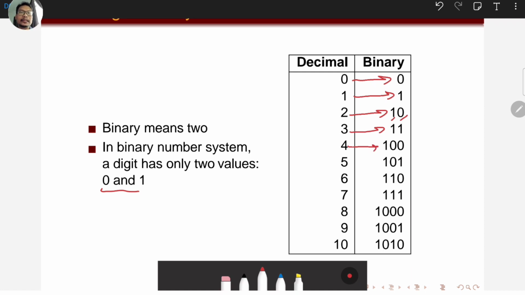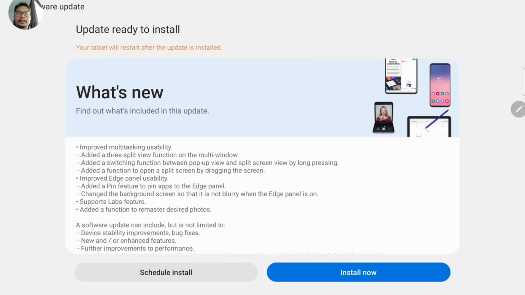So counting in binary, we start with 0, 1, and number 2 is 1, 0, number 3 is 1, 1, number 4 is 1, 0, 0, 5 is 1, 0, 1, and so on. We'll see more details later on, how we can get the binary equivalent from a decimal number, and how we can also convert a binary into a decimal.